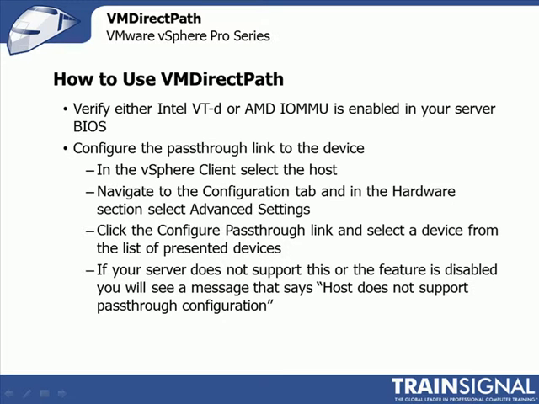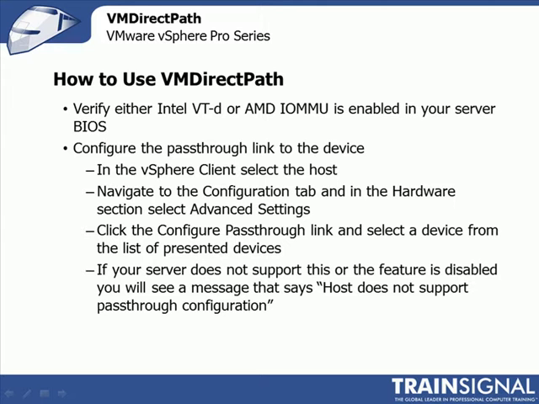To mark an I/O device in your host as a pass-through device, which is what VM DirectPath devices are known as, you select the host in the vSphere client, choose Configuration, and then in the Hardware section choose Advanced Settings. Next, you click the Configure Pass-Through link and select a device from the list of presented devices. If your host server does not support VM DirectPath or the feature is disabled, you will see a message that says, "Host does not support pass-through configuration."